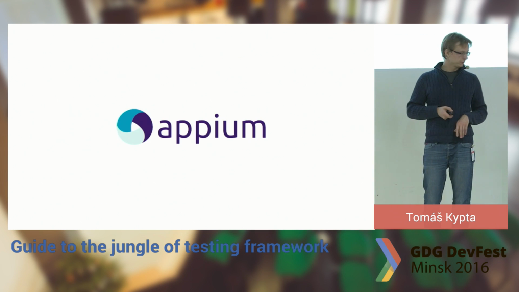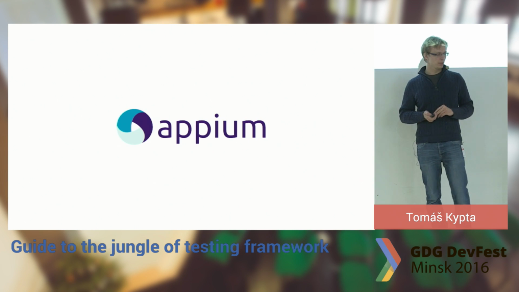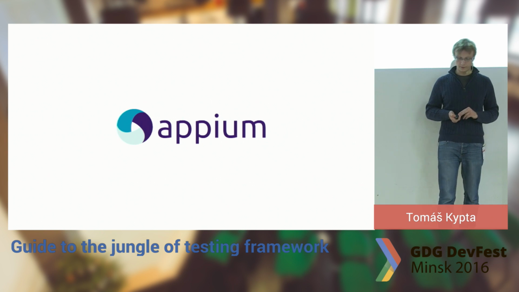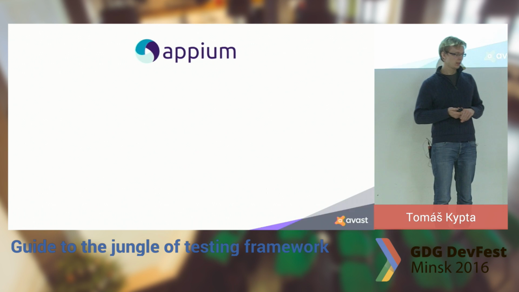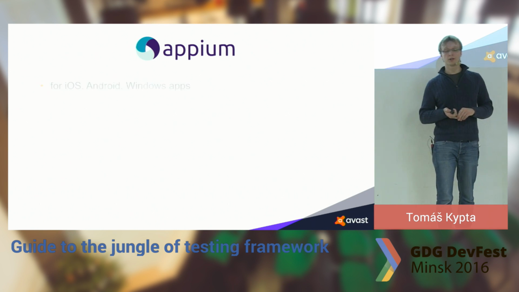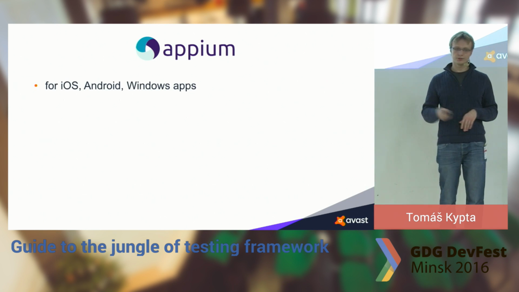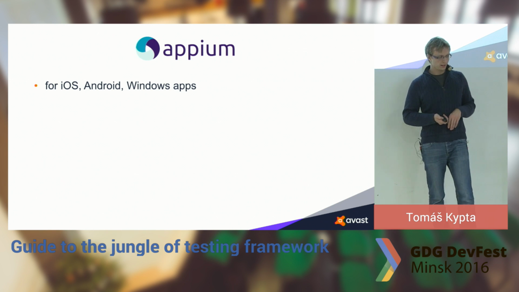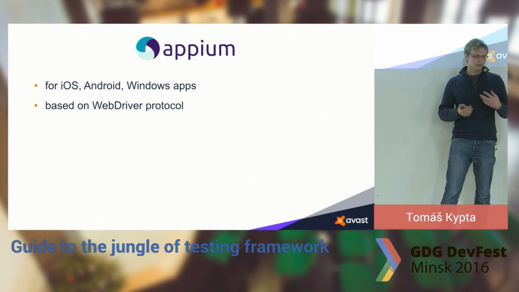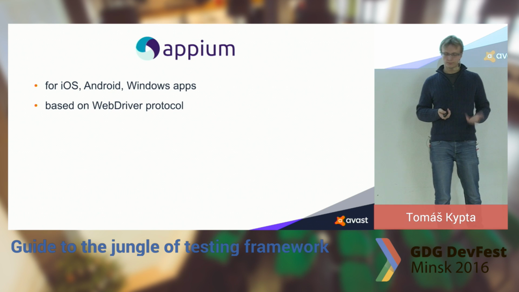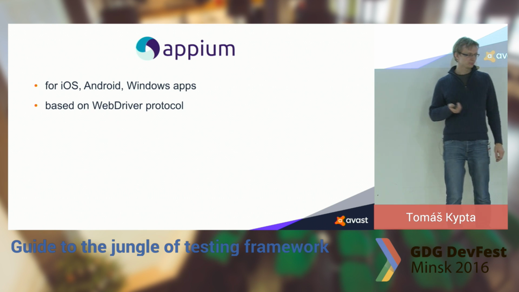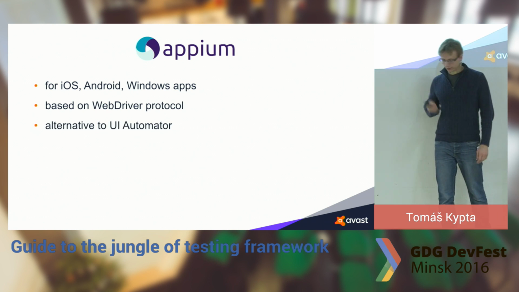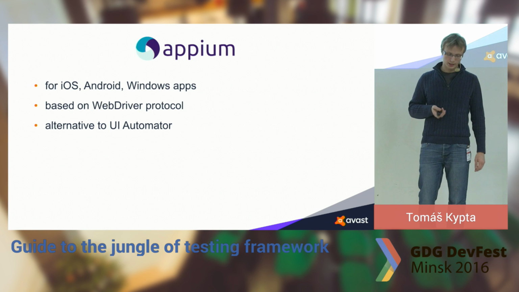So the next thing is Appium. Appium is a framework that's not limited to Java. And also it's not limited to Android. It's for iOS, Android, Windows. And it's based on the WebDriver protocol, whatever it is, just Google it, it's better. So it can be seen as an alternative to UI Automator.